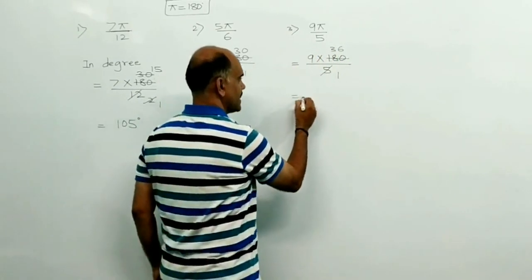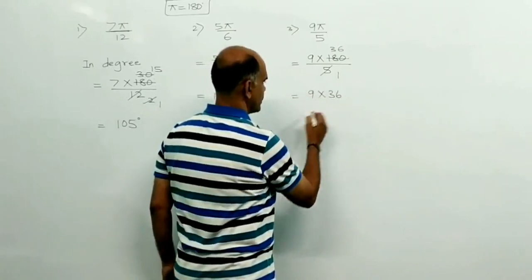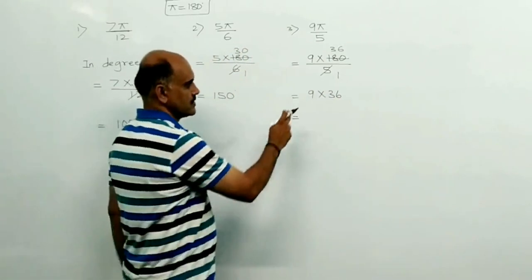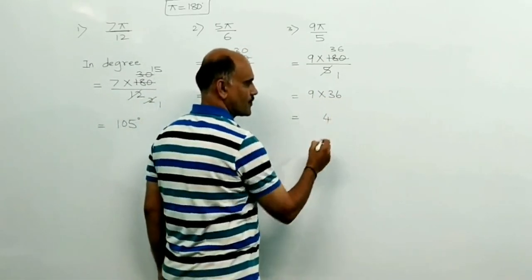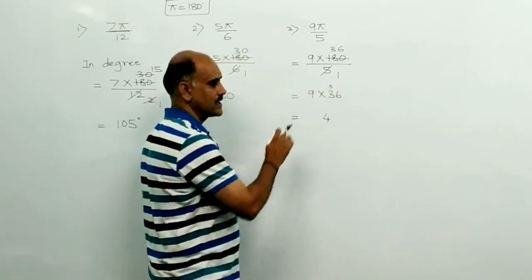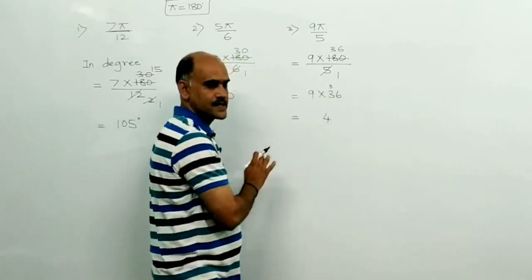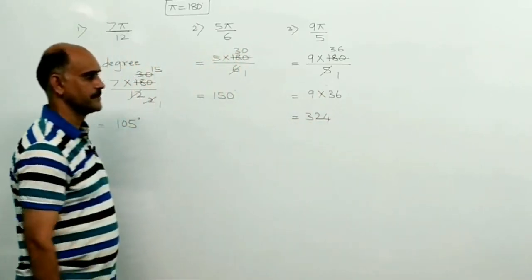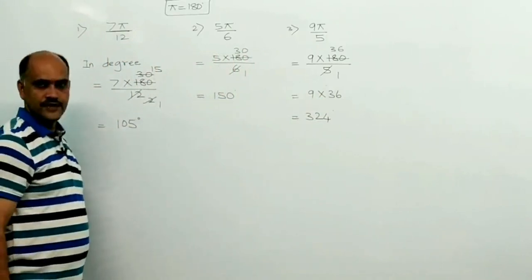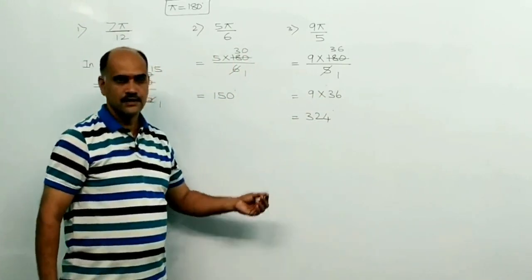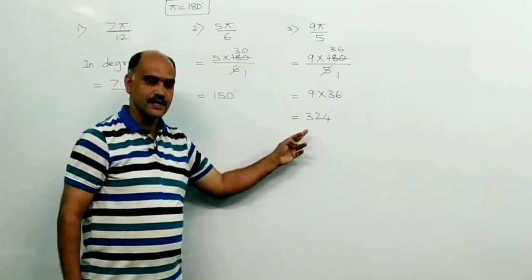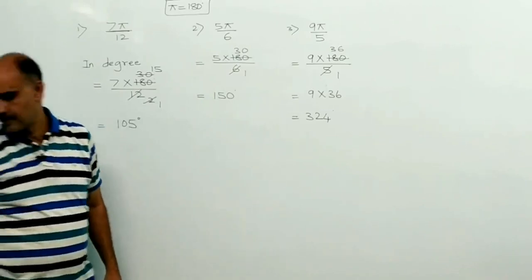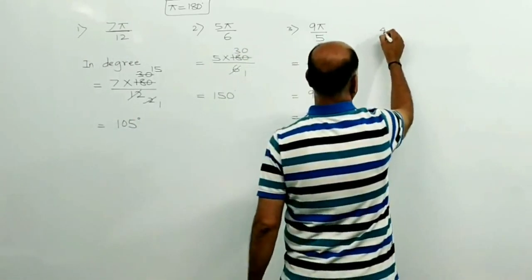So now you multiply 9 into 36. If you want, you can use a calculator, else directly you can simplify. So 6 9s are 54, 5 carry, 9 3s are 27, 27 plus 5, 32. So you will have 324 degree. Clear, students? Clear? Okay.